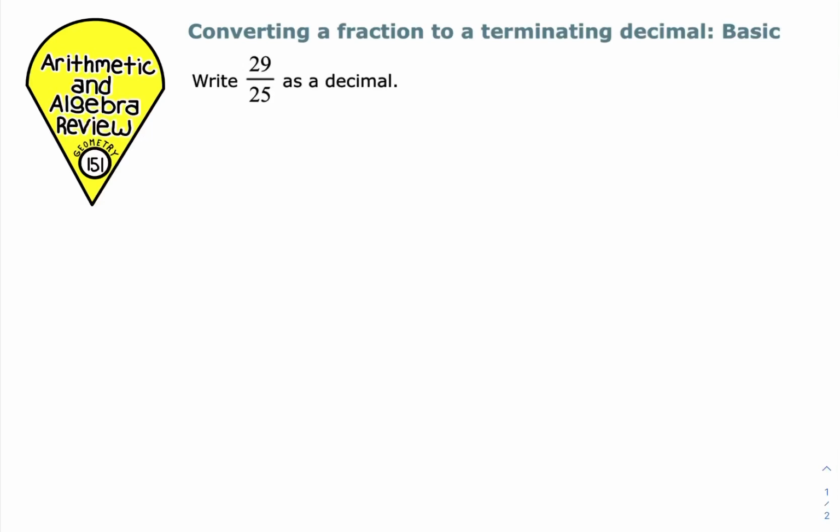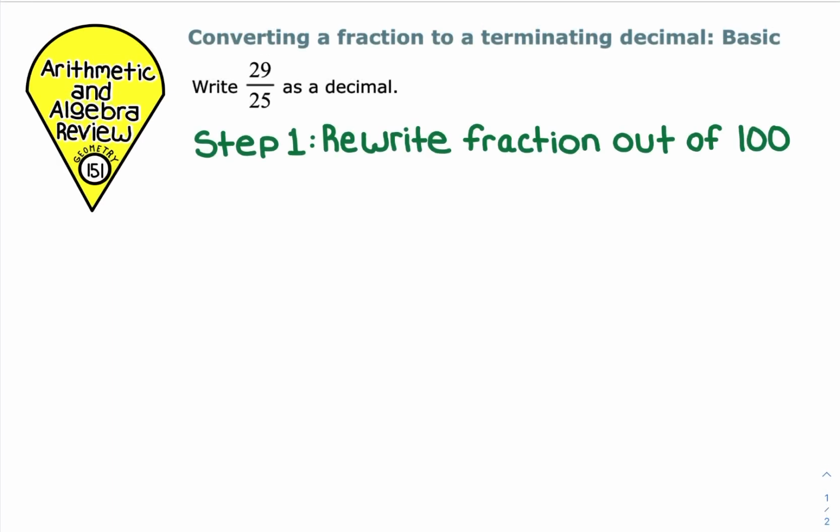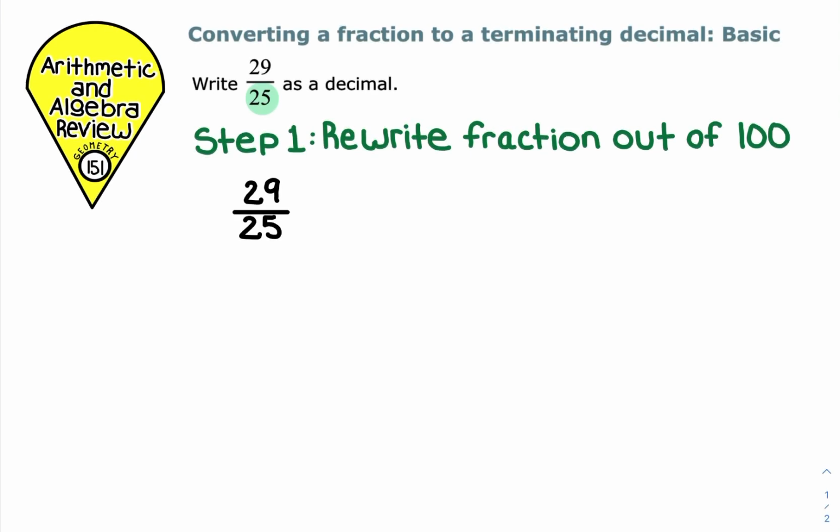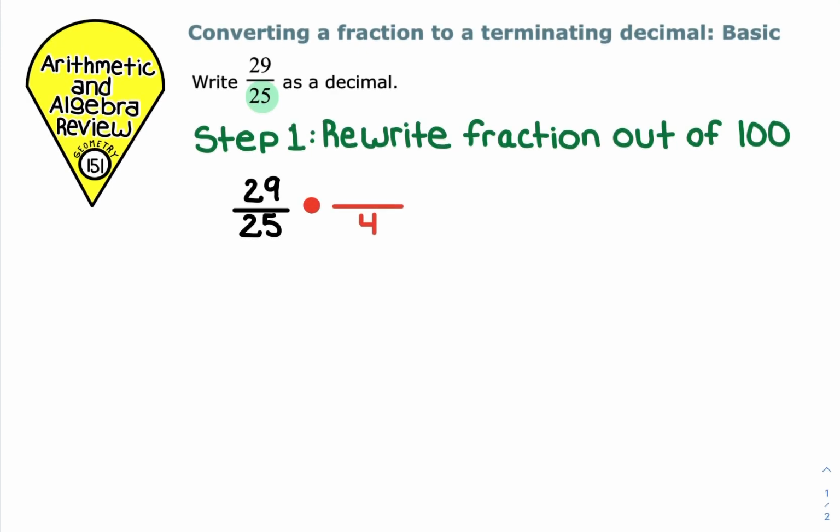When converting a fraction to a decimal, one technique is to force the denominator to be a number like 10, 100, or 1,000. In this case, let's rewrite the fraction out of 100. Thinking of a number that we can multiply 25 by to make 100, that would be 4. But whatever I do to the denominator, I'm going to do to the numerator.